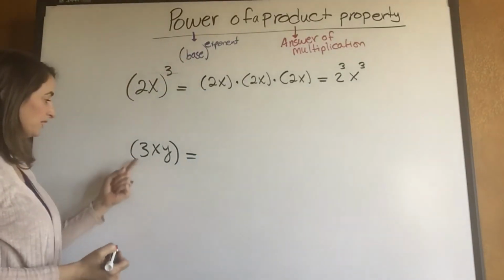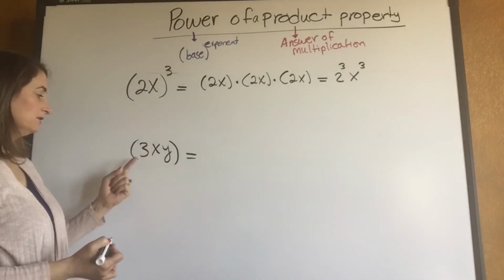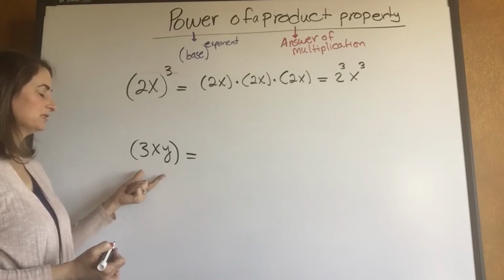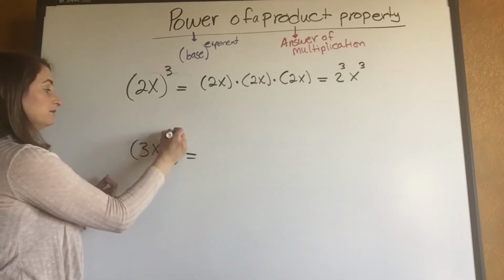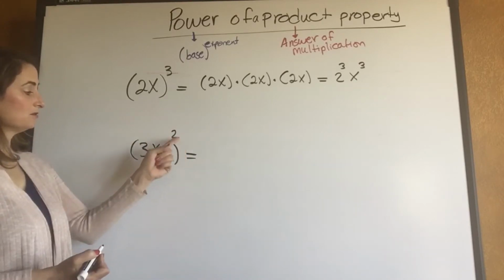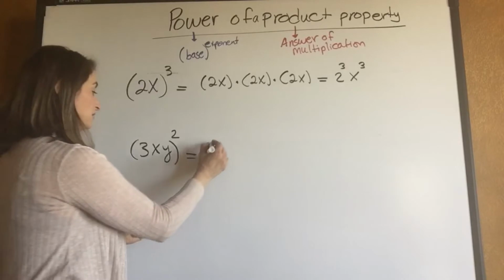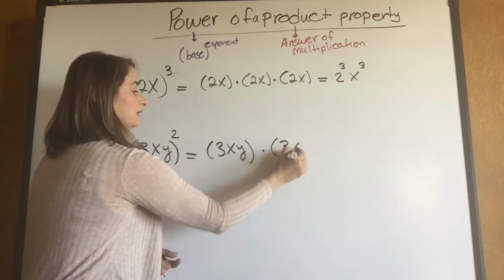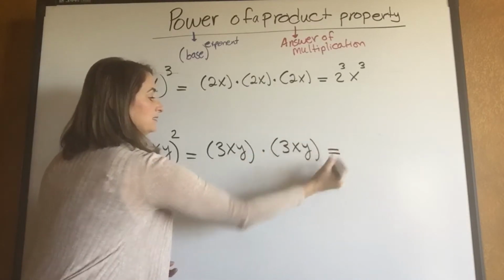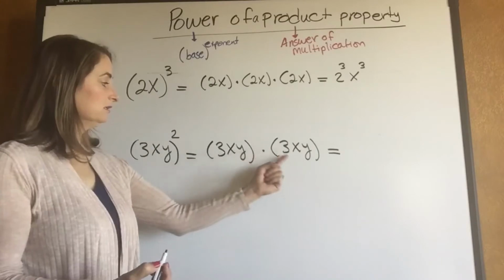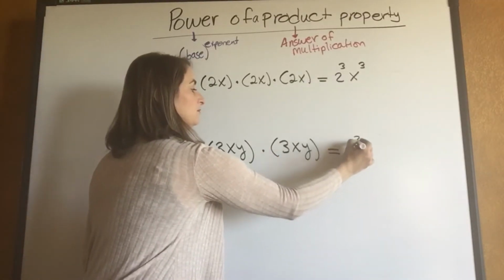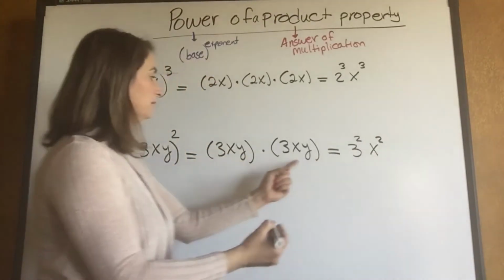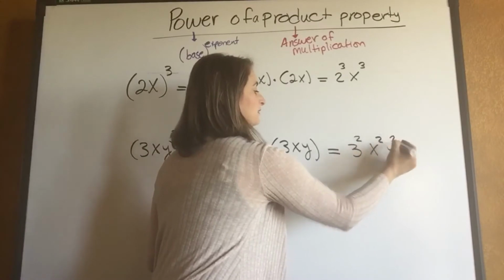Let's try one more example. 3 times x times y. You have 3 factors this time. They become the base. I need to find the product of multiplying those 3 factors to the power of 2, which means the base is now repeated twice. So let's use repeated multiplication of 3xy times 3xy. Write the answer in power form. 3 is repeated twice, so 3 to the power of 2. x is repeated twice, x to the power of 2, and y is repeated twice, which means y to the power of 2.